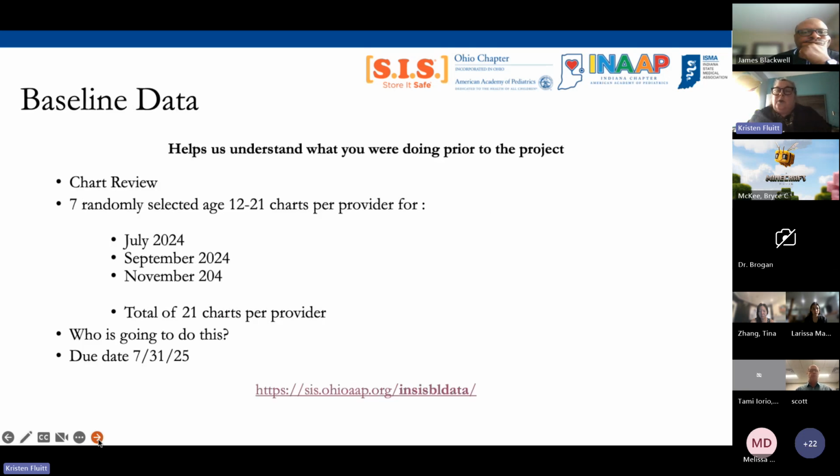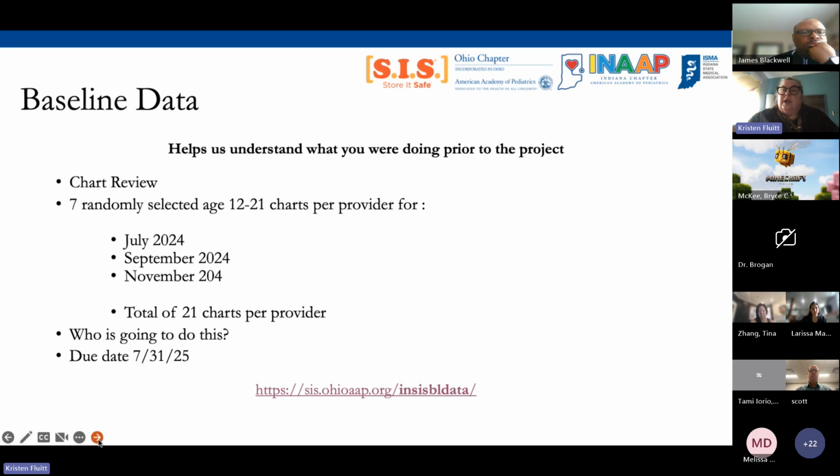Baseline data. So this is the one we haven't talked as much about. We don't expect you to have it done until the end of July. And again, I'm going to send this to you all in writing, and I will send you the link. It's very brief to enter. It probably takes about a minute per chart. The only way we can really get it is by chart review, because we're looking back at the months of July, September, and November.